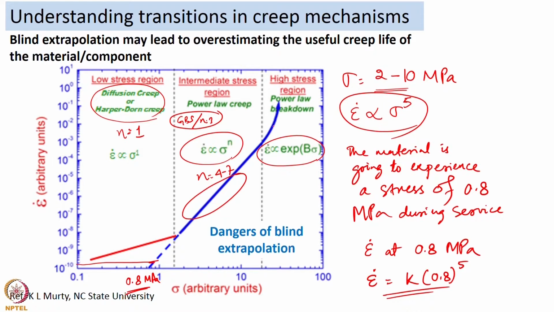Now, this equation is valid only if the material continues to deform by power law creep even at 0.8 MPa stress levels. But as I mentioned earlier, as you go down in stress values, materials could undergo a transition in deformation mechanism. Typically at low stresses you could actually be in the diffusion creep regime.